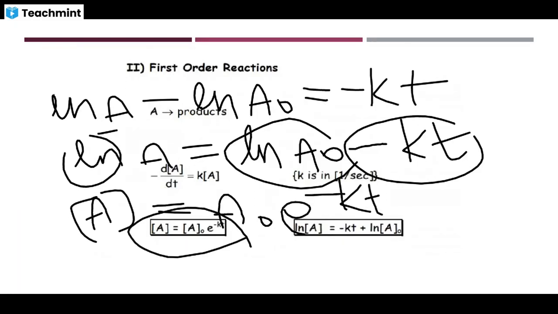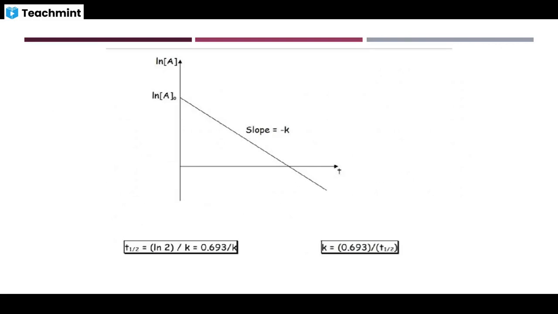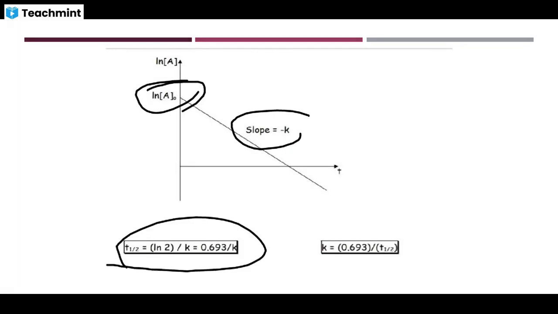So this is the basic calculation, the ln A. This comes again and again in the subsequent calculations. So like that, y is equal to mx plus c formula. So the slope is minus k, and this is the intercept ln A naught. So for t half for first order, ln 2 divided by k or 0.693 divided by k.